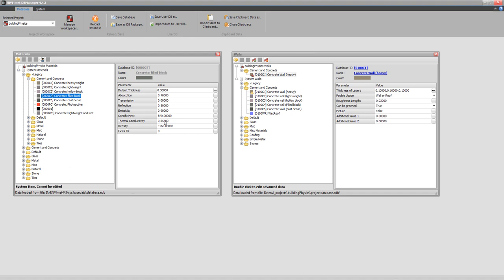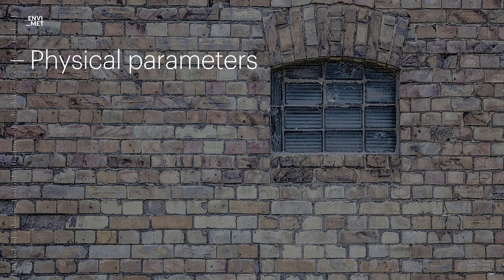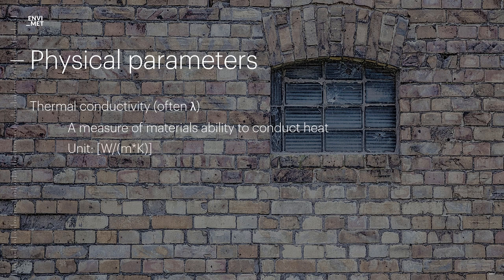Because often, if you have some information about a building, you will only get the U value. How to derive the specific heat capacity, the thermal conductivity, and the density from having the U value, I will show you now. So first, let's talk about these three physical parameters. Thermal conductivity. Often it's referred to as the Greek letter lambda. It is a measure of a material's ability to conduct heat. So conduction, transfer of heat through a material. Its unit is watts per meter and Kelvin.